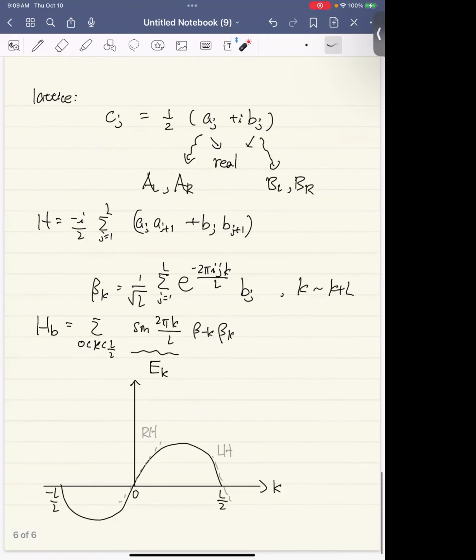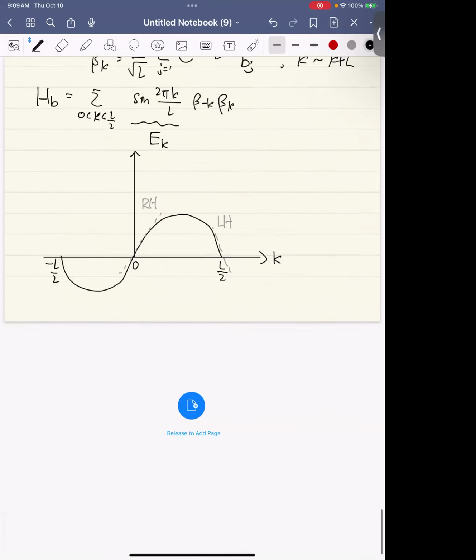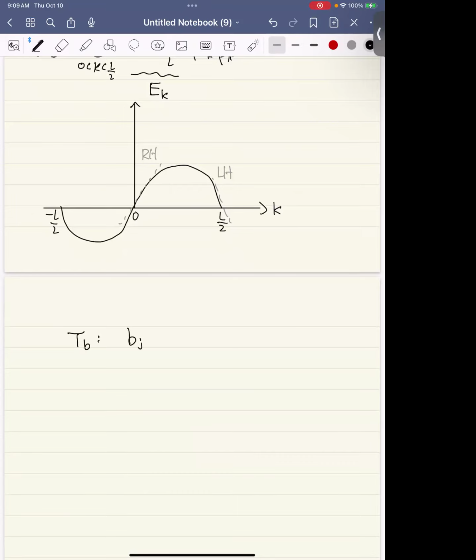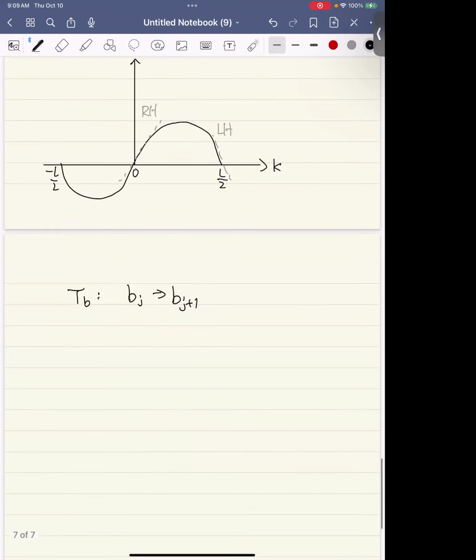All right, so coming back to here, the idea is that we want to flip the sign of only this guy, but not that guy. Maybe I got the left and the right backwards. But now it's clear how to do it. Consider the operator TB, which shifts Bj to Bj plus 1. Now, TB acting on a state, B minus K omega, where omega is the vacuum state, just gives you e to the minus 2 pi i K over L times the same state.